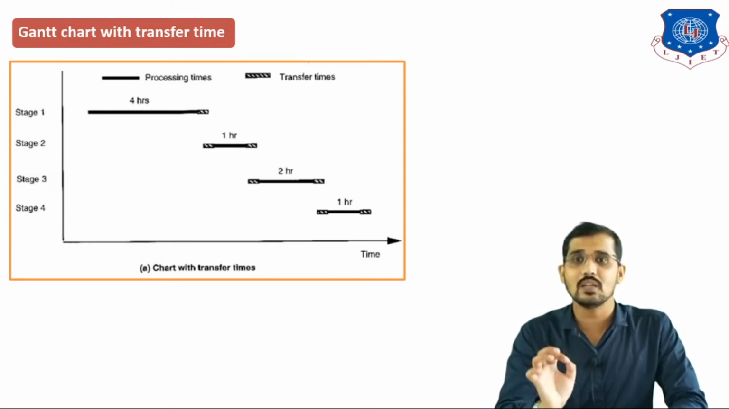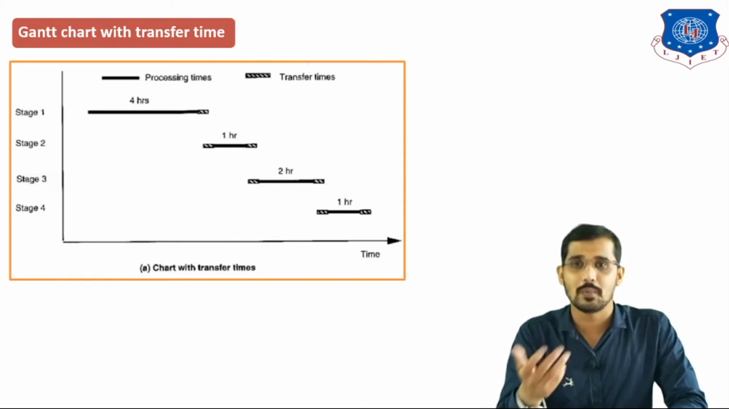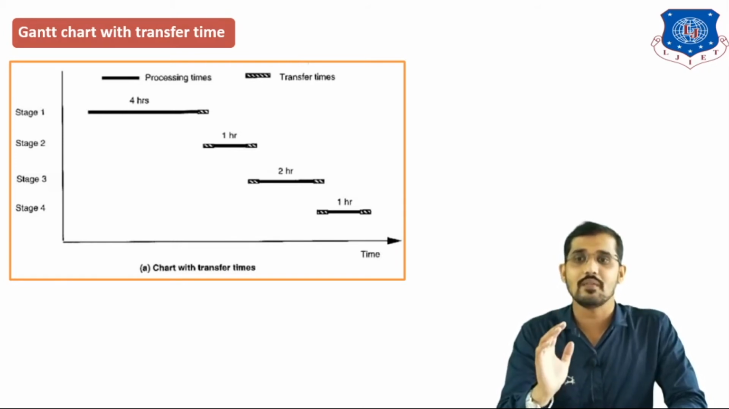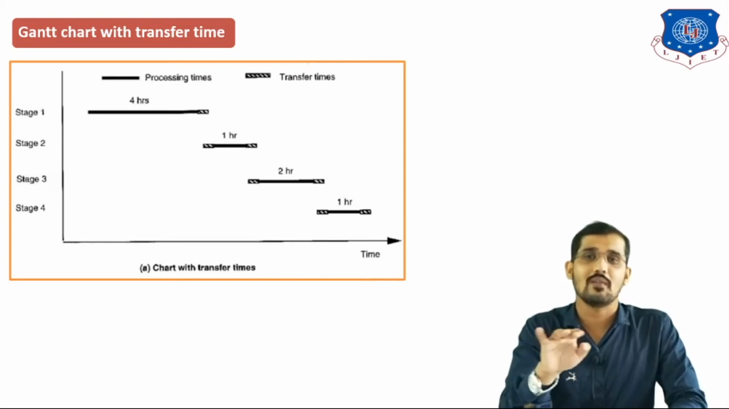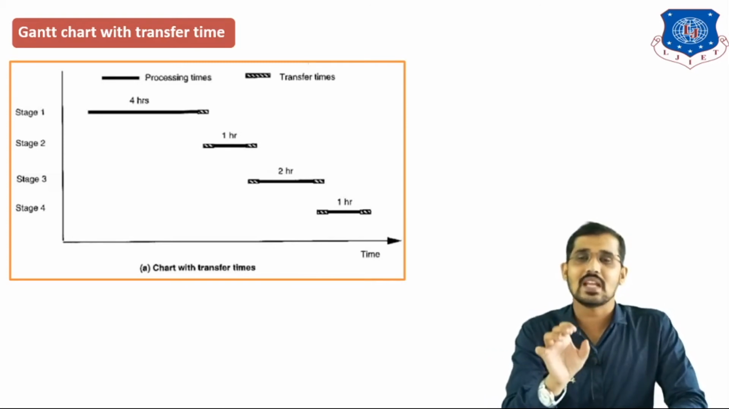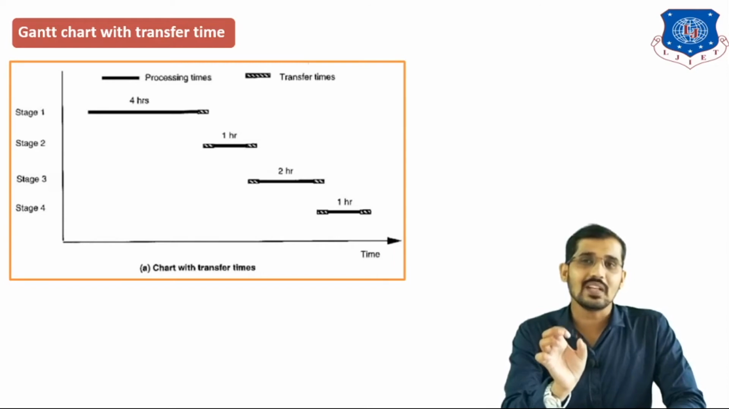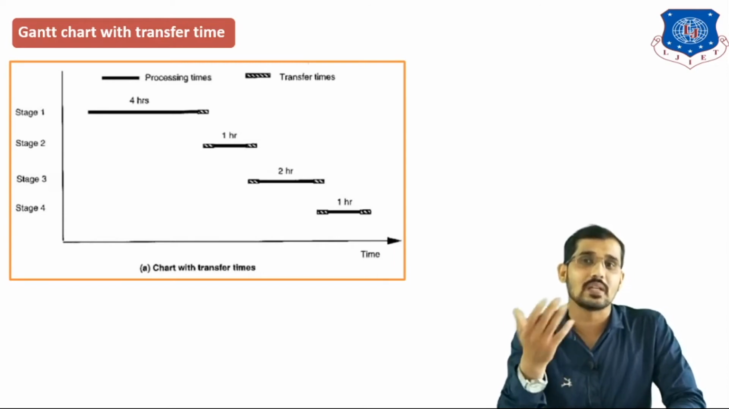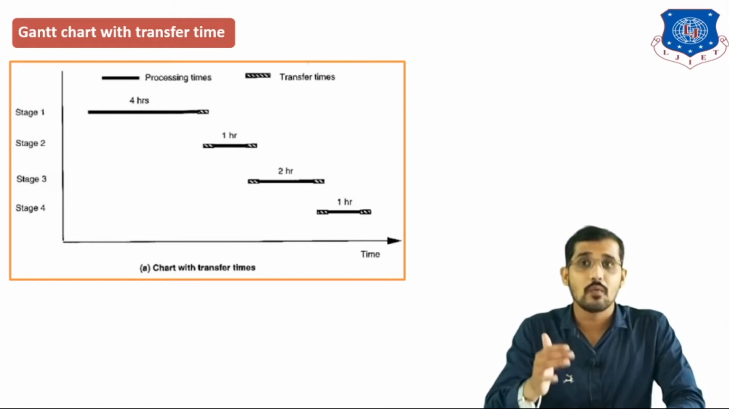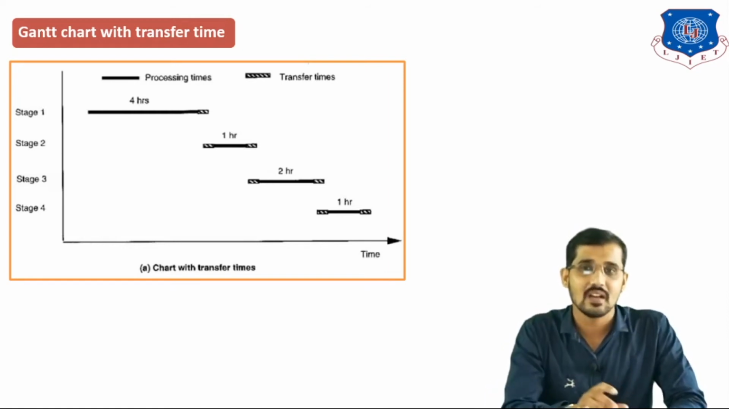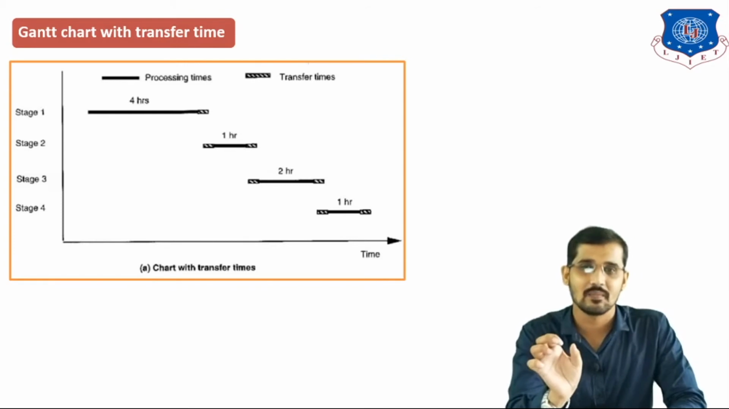Stage 1 is nothing but the reactor, for the reaction purpose. So for stage 1, I will represent it like this. I will draw one line for the 4 hours. After that, there is one dotted line. That dotted line is nothing but transfer time. It means whatever time is required to transfer the mixture from the reactor to the mixing tank, that is nothing but that dotted line.